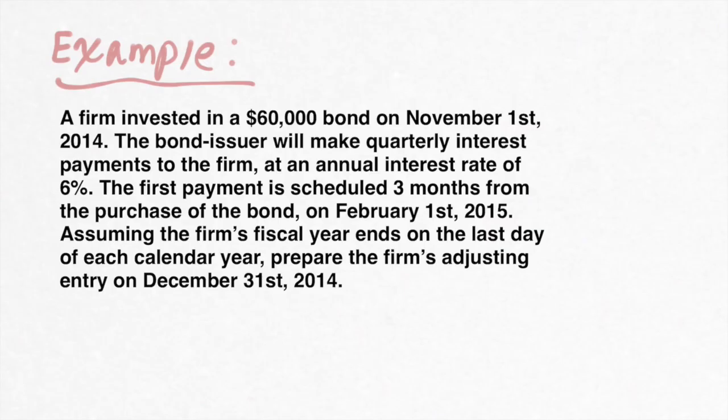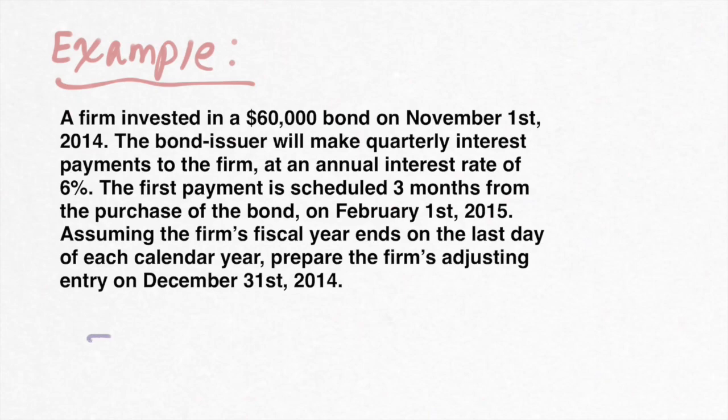So, let's try an example. A firm invested in a $60,000 bond on November 1st, 2014. The bond issuer will make quarterly interest payments to the firm at an annual interest rate of 6%. The first payment is scheduled 3 months from the purchase of the bond on February 1st, 2015. Assuming the firm's fiscal year ends on the last day of each calendar year, prepare the firm's adjusting entry on December 31st, 2014. Let's begin.